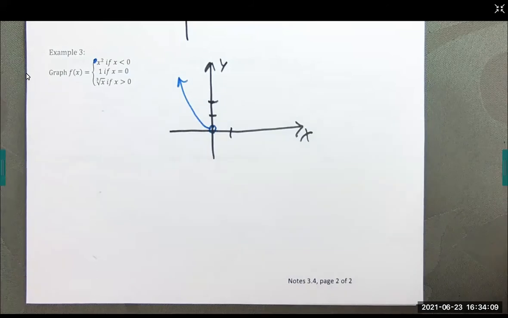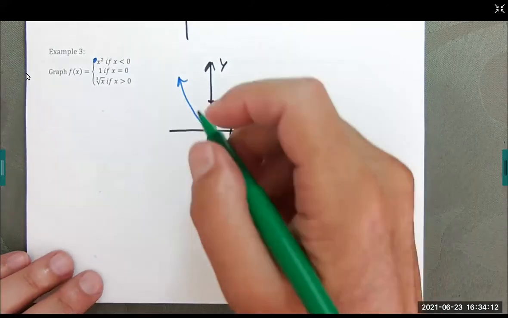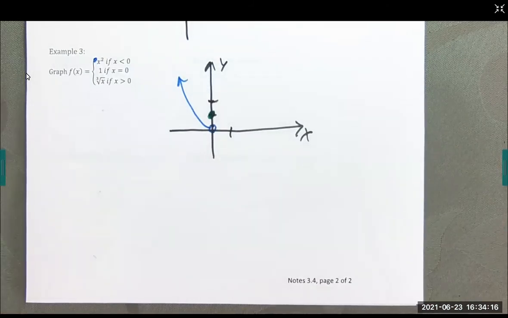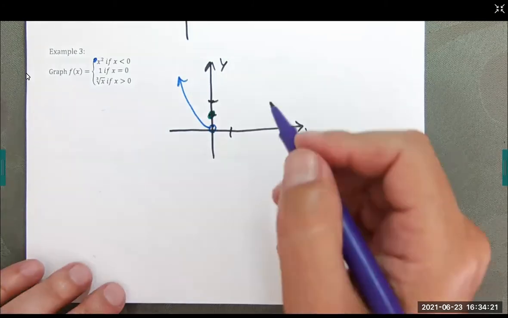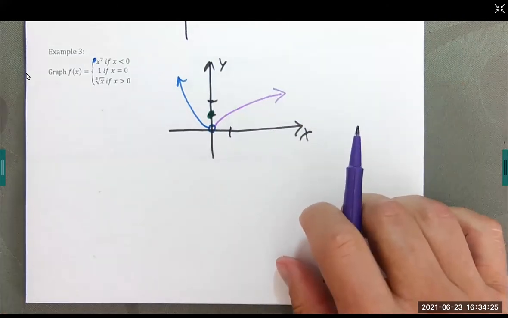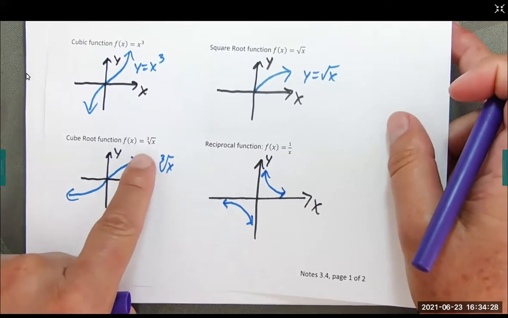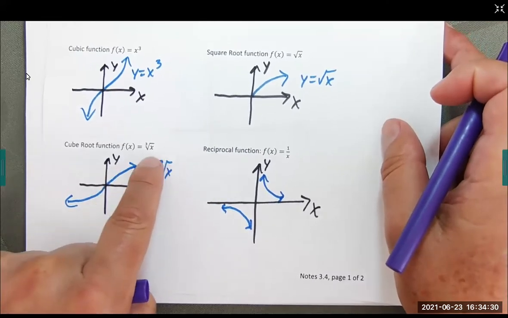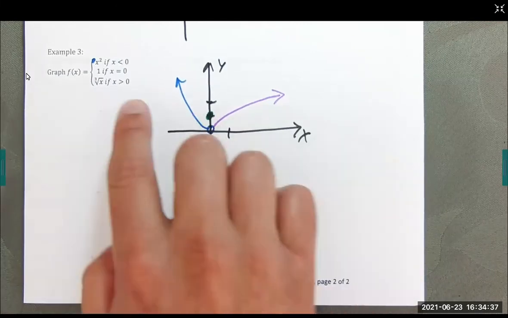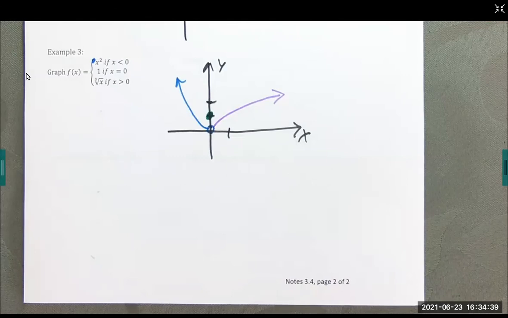Now, please note, when x equals 0, we're at 1. So we have a nice solid dot there. And if we're bigger than 0, we are the cube root. And again, cube root is right here. So it's just that part there. That's the purple. And notice it's an open circle down there as well, because 0 is not included with that one. As we do that, new weird stuff.